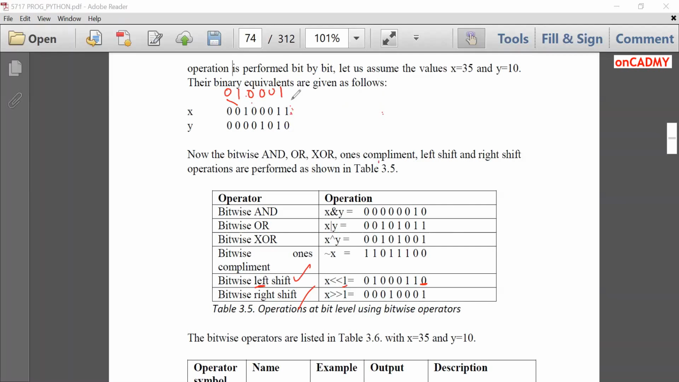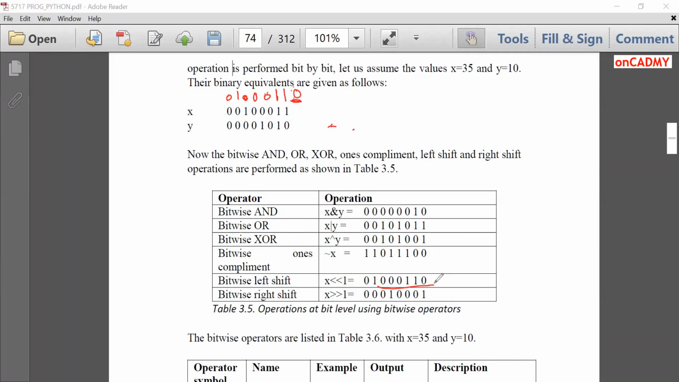1 minute. I need to do it again. This 0 will be out. 0, 1, 0, 0, 0, 1, 1, and this place will be empty. And over here, we need to fill a new 0, like this. So this number will be double the number of the actual number. That means it is equivalent to 70.